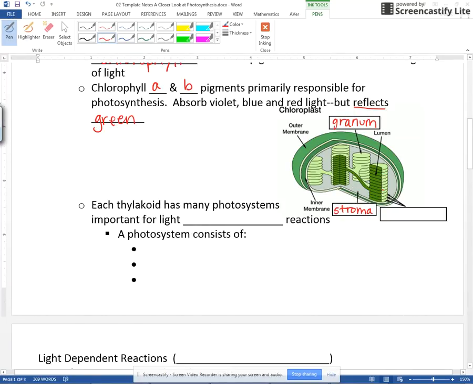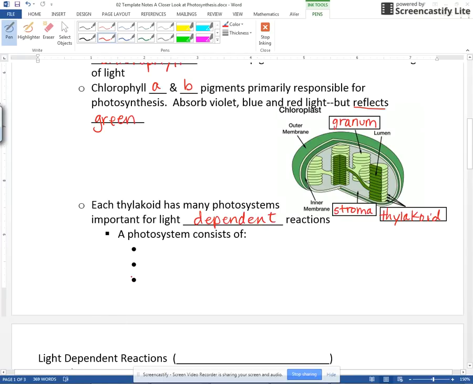And then each individual, what I like to call coin, is actually called a thylakoid. And I want you to notice that the thylakoids are hollow on the inside. They have a space on the inside. That's called a lumen, but that'll become really important later when we talk about photosynthesis. So each thylakoid, each one of these little coins, has many photosystems. And these are going to be important for the light-dependent reactions. We need these for the light-dependent reactions.